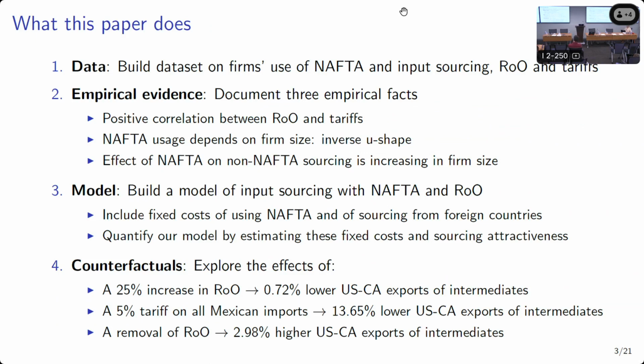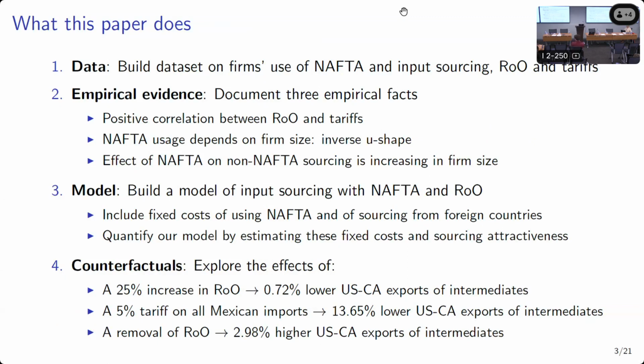We quantify our model by estimating these fixed costs and also how attractive it is to source intermediates from countries all over the world. And with our model being quantified, we basically run the following counterfactuals, which are related to the past Trump administration, in particular the first one. We model a 25% increase in the strictness of rules of origin. You can think of this as the transition from NAFTA to USMCA, which increased the strictness of these rules.